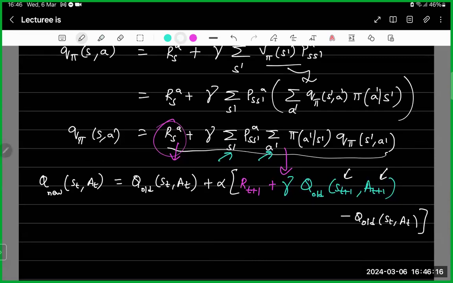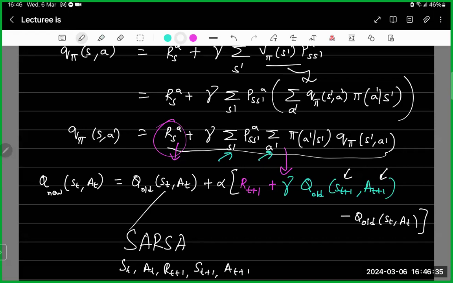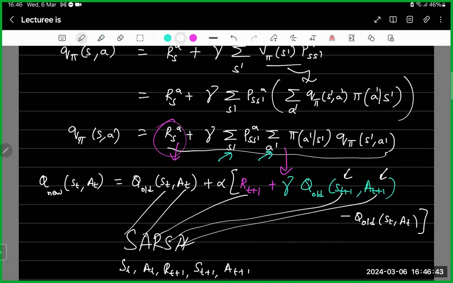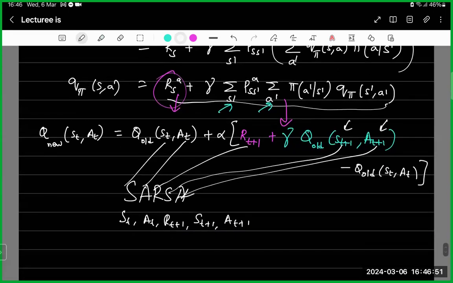So this algorithm is referred to as SARSA. This is because we are using ST, AT, RT plus 1, ST plus 1 and AT plus 1, all these samples to do this update. Okay. So this is why it is called SARSA. Okay. State action, reward state action. So we are using all these 5 samples to do this update rule, to do this update.